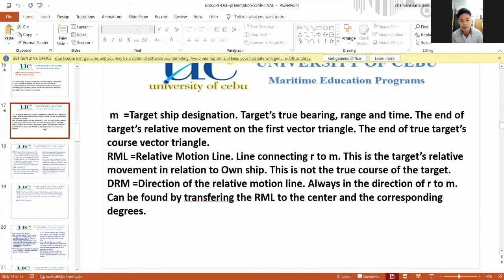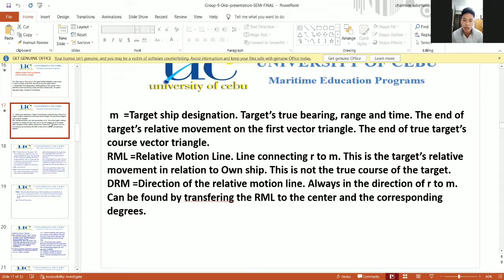Next slide, please. M, target ship designation. Target's true bearing, range, and time. The end of target's relative motion on the first vector triangle. The end of the true target's course vector triangle. RML, relative motion line, the line connecting R to M. This is the target's relative motion relative to own ship. This is not the true course of the target.